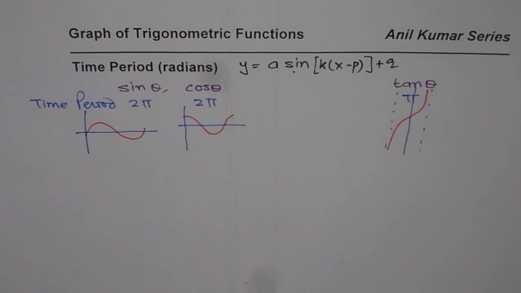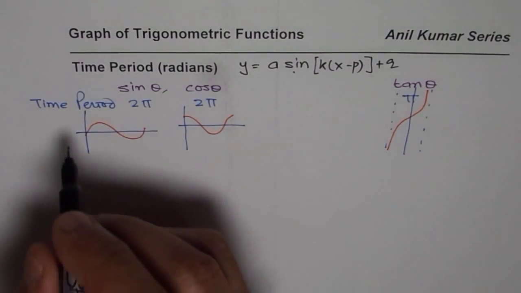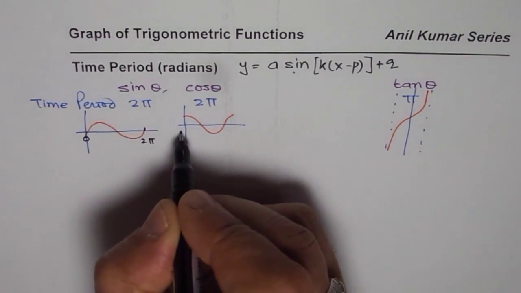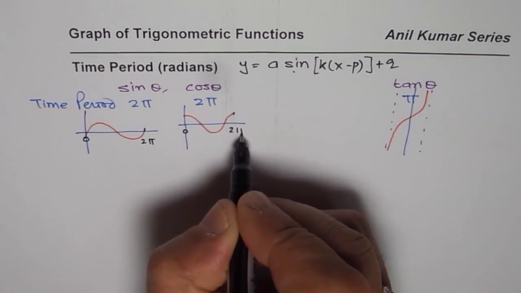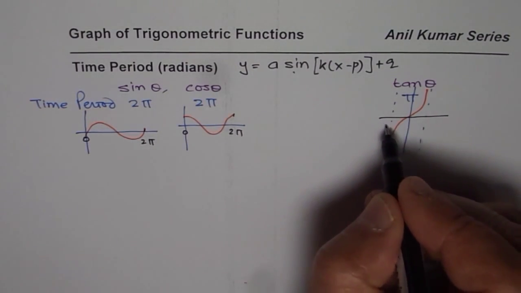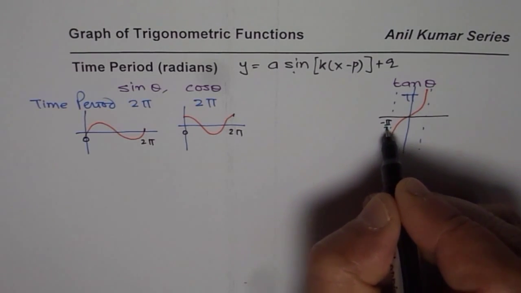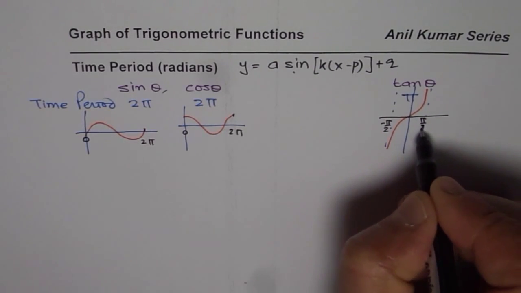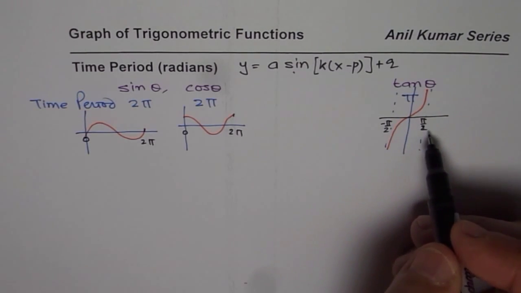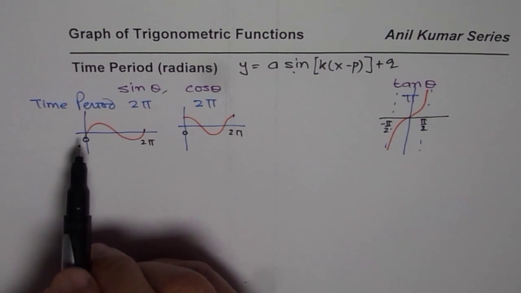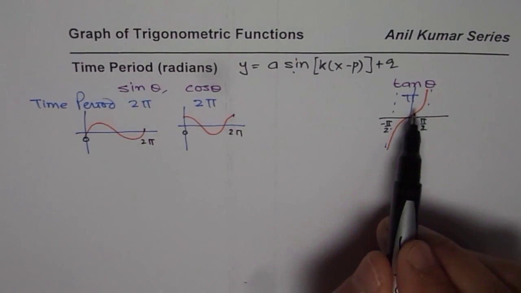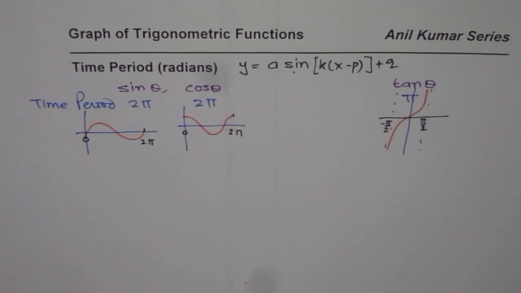When I've drawn one wave, and I say 2 pi is the time period, that means it repeats after 2 pi, correct? Here, that is the x-axis. For tan, it repeats after pi. So normally we write minus pi by 2 and pi by 2. This function repeats after every pi. You can see clearly. That is what we mean by saying that the time period is 2 pi for sine and cosine. However, it is pi for tan.